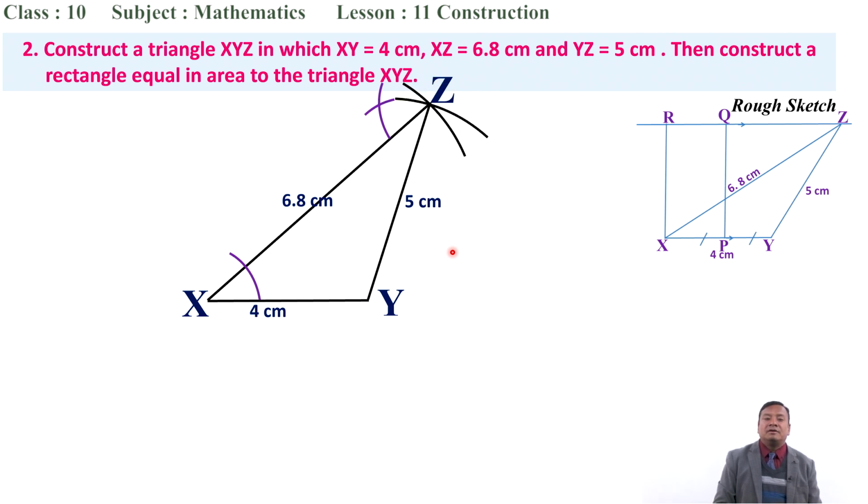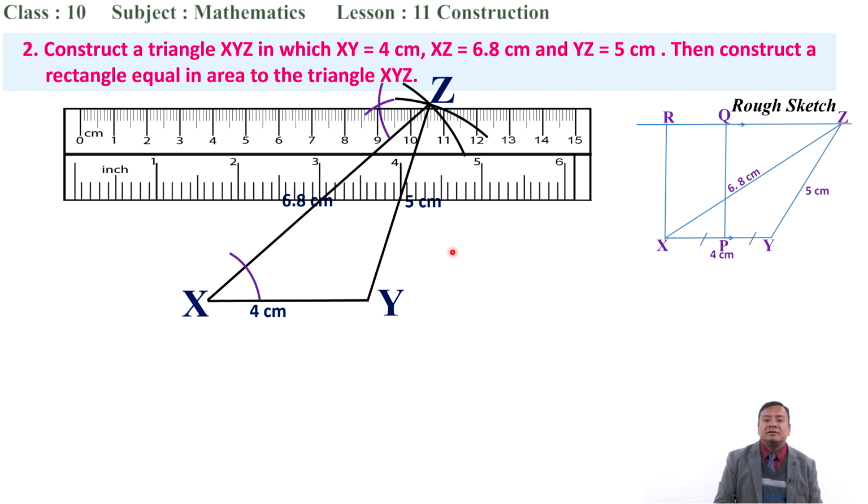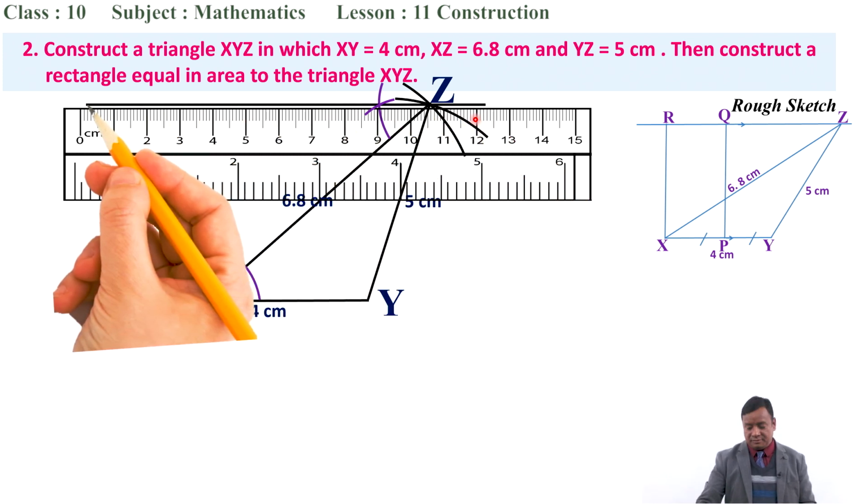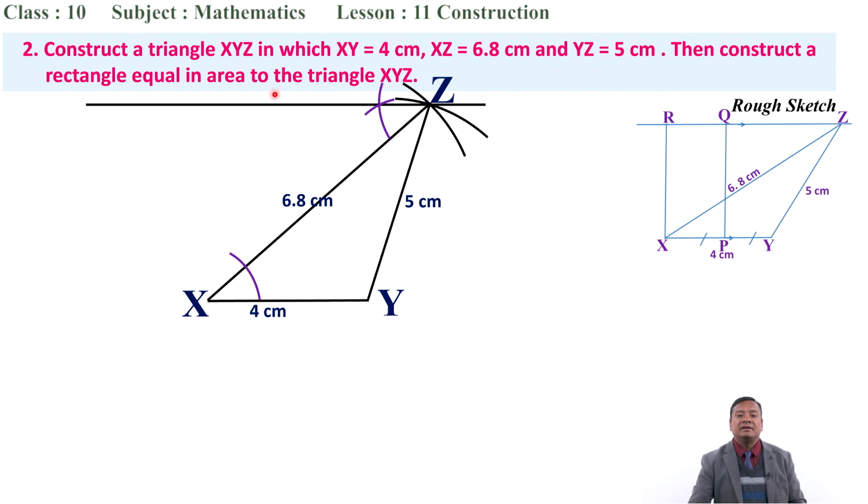Now you just arrange this intersecting point and this Z point like this way, and then draw a line here. Now we can say that this line is parallel to XY. Yes, because we have made here alternate angles equal. Is it clear? Okay. Now we have to get the middle point of XY.